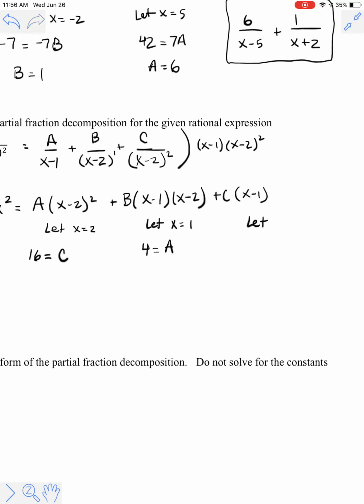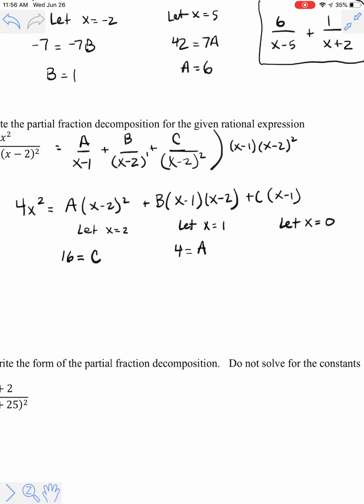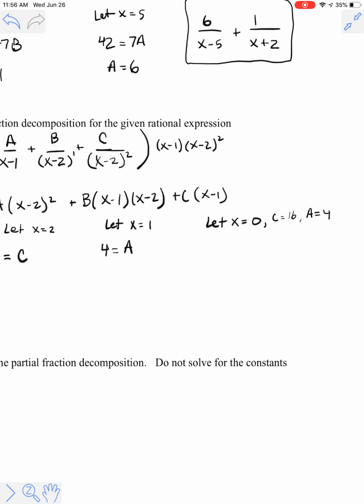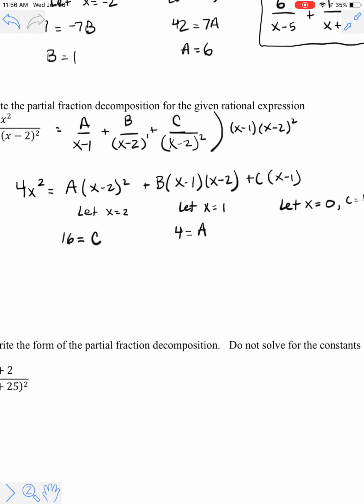you would just choose a random x value. So I'm going to let x equal 0. Now that doesn't cancel any of these, so we have to include a little bit more information. Up until this point, I also know that c is equal to 16, and I know that a is equal to 4, so I'm going to plug all of that in to get this last value.